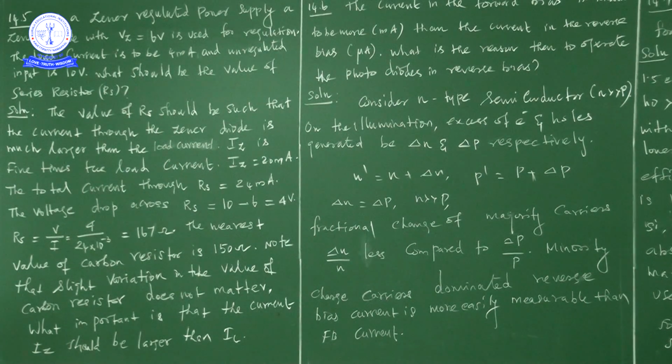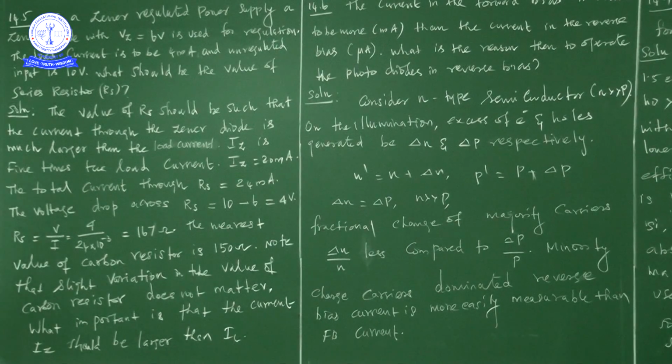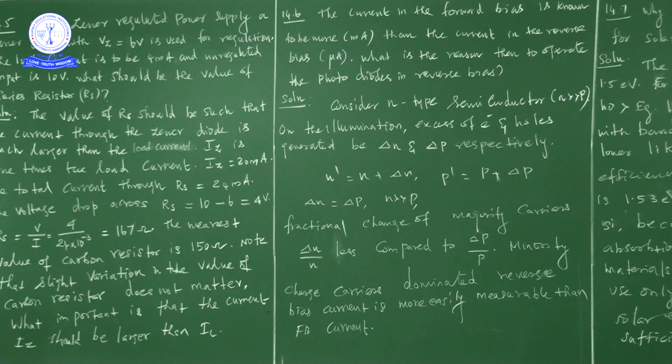Now see the next sum, 14.6. The current in forward bias is measured in milliampere, as we already know, and the current in reverse bias is in microampere. These are the basic concepts. In forward bias the current is maximum because of conduction, due to the majority carriers. In reverse bias the current lies in the range of microampere, because it comes from the minority carriers.